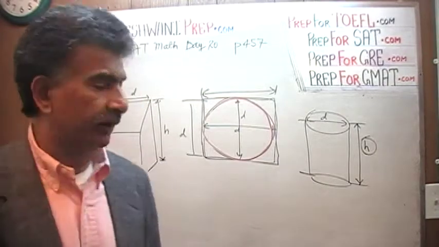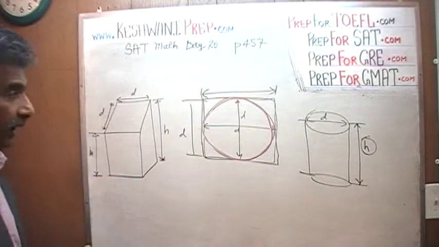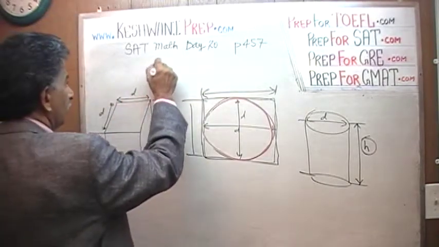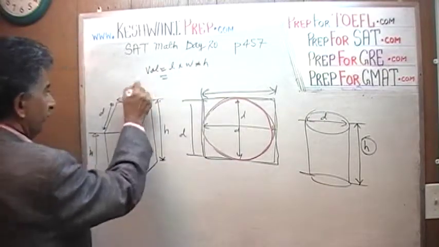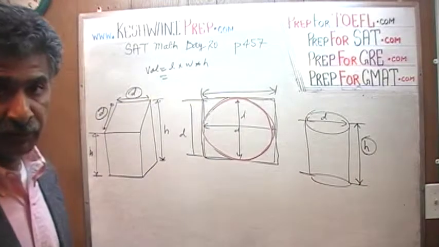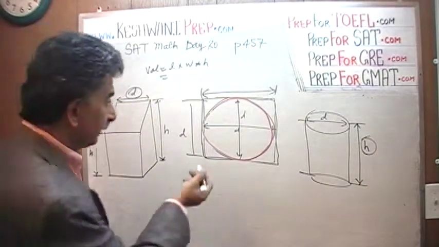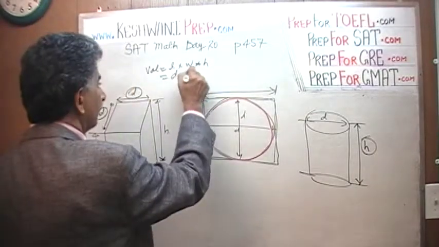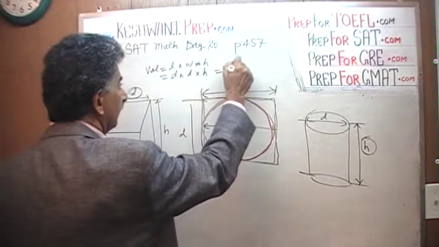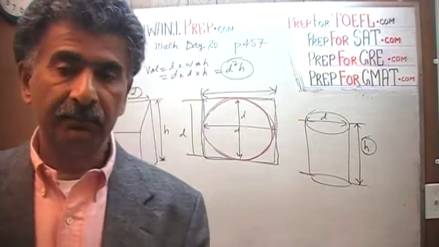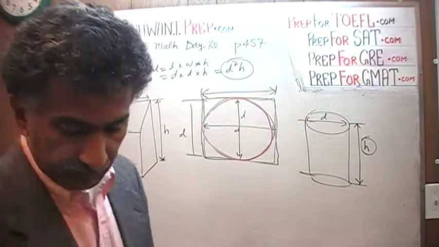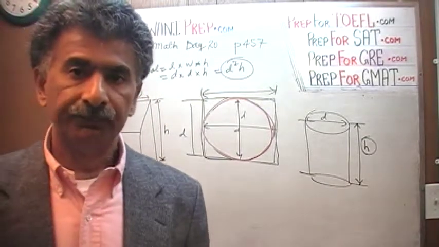The opening is a square, and the volume of this box is going to be length times width times height. But the length and the width of this rectangular box is simply the length of the diameter. So it's diameter times diameter times the height, diameter squared times h. Very good. That's our minimum rectangular box that we can find that will be able to contain our cylinder.